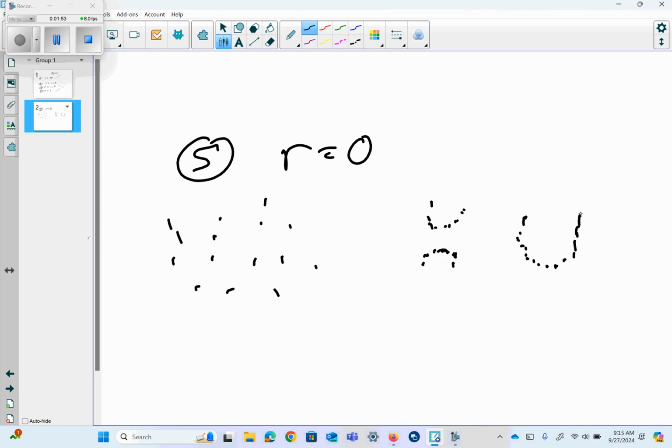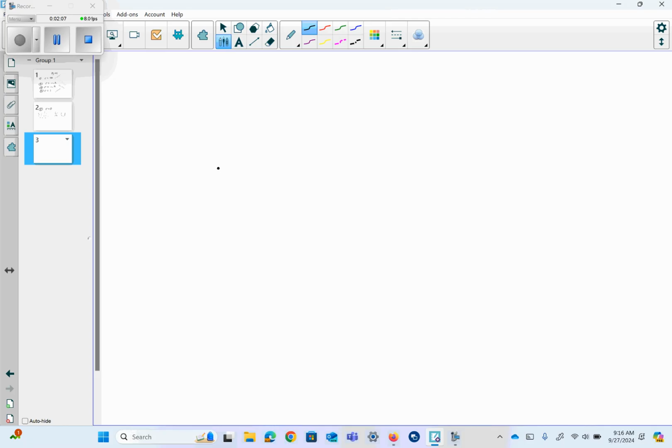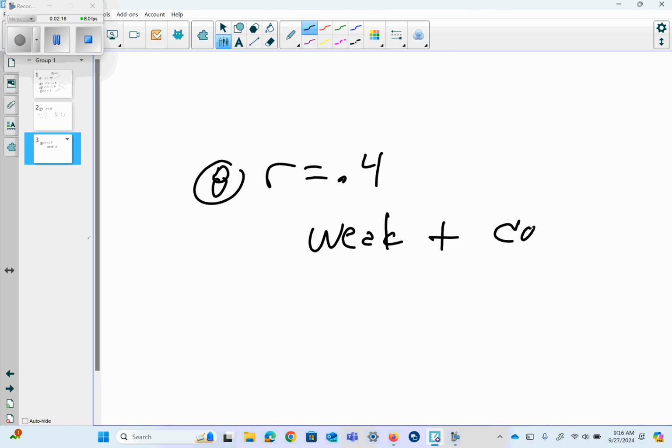Just ballparking. Interpret the correlation in the context of the problem. Problem number 8. The correlation between grade point average and ACT is 0.4. Okay. So for number 8, if I have an R value of 0.4, this is a weak positive correlation. Which means if this was true, our data would show that the grade point average doesn't reflect what you do on the ACT. Okay?